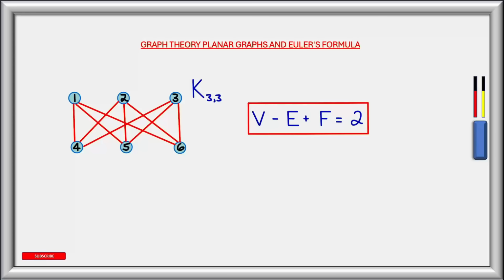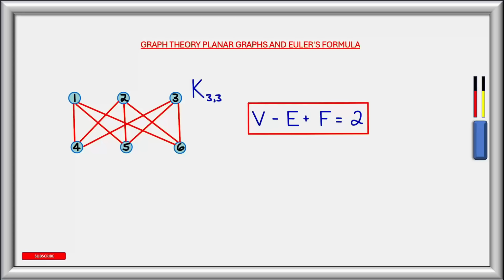The primary tool for analyzing these networks is Euler's formula. It states that for any connected planar graph, the number of vertices v minus the number of edges e plus the number of faces f must equal 2. This is a strict requirement. If the calculation equals 2, the graph is planar and the edges do not cross. If the result is not 2, it indicates the graph is non-planar.